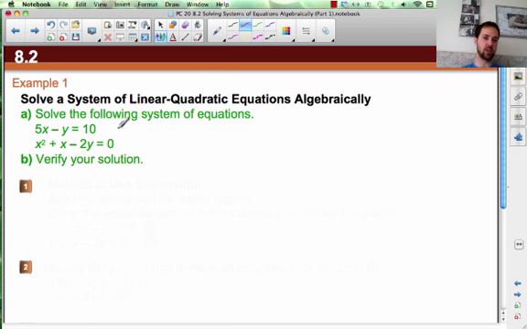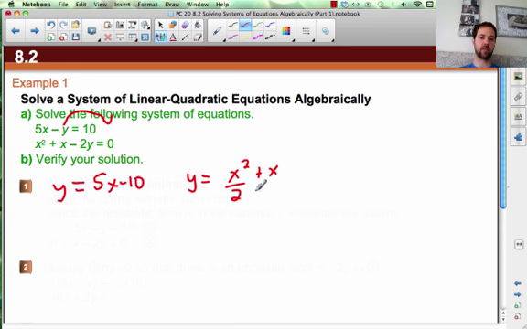So I'm going to solve each of these for y. The first one, I'm going to move y over to the other side here, make it positive, and I'm going to move 10 over to the other side there. So it ends up being y equals 5x minus 10. Now the quadratic, I'm going to get y alone by moving the 2y over here, and then dividing everything by 2. So y equals x squared plus x, and each of these will be divided by positive 2. There you go.